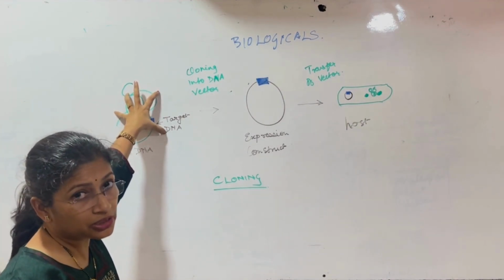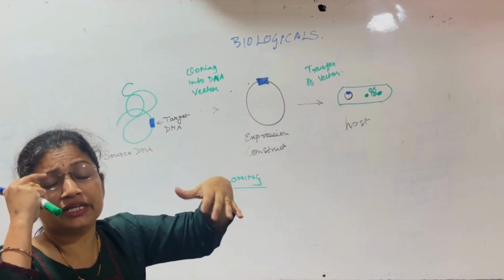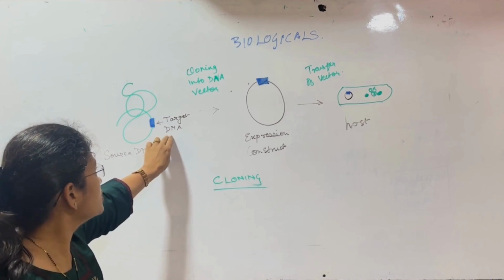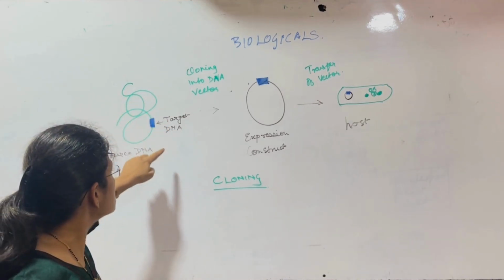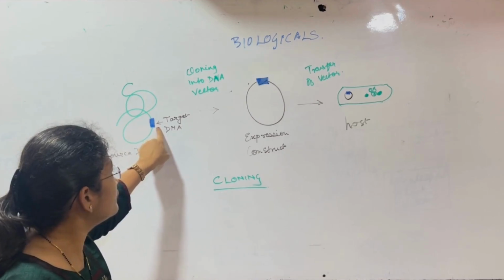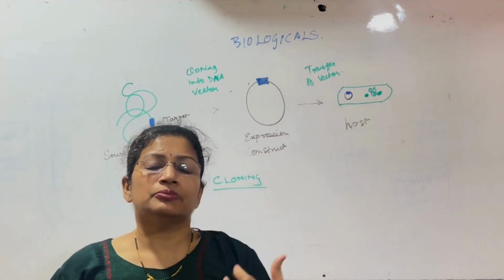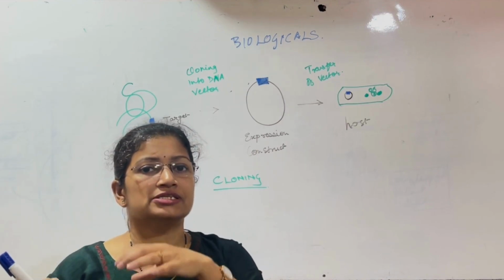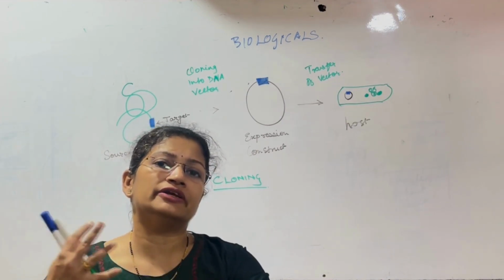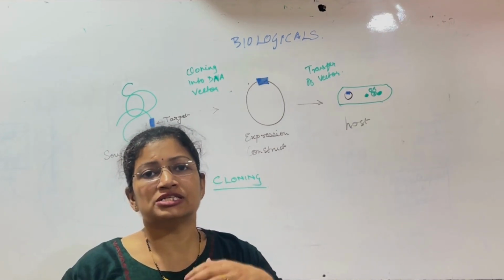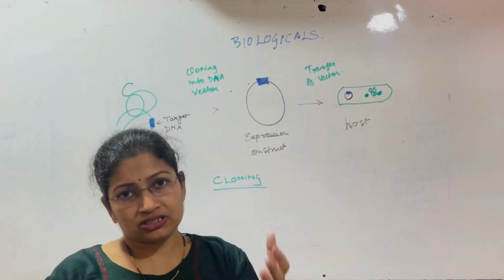It can be a human DNA or biological DNA, or it can be an artificially manufactured target DNA. So this is a source DNA in which we have a target DNA. This will depend upon what type of therapy we are searching for. For example, if we are trying to tackle diabetes, obviously it will be insulin. If it is osteoporosis, it will be parathyroid hormone.